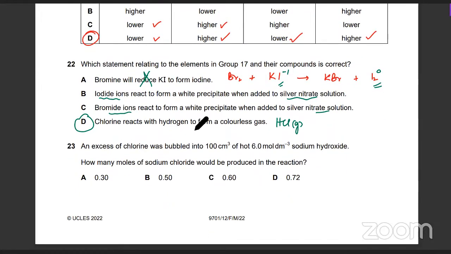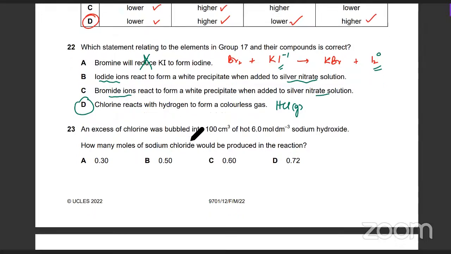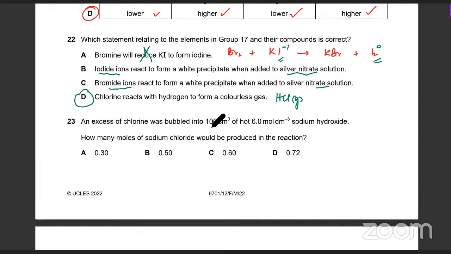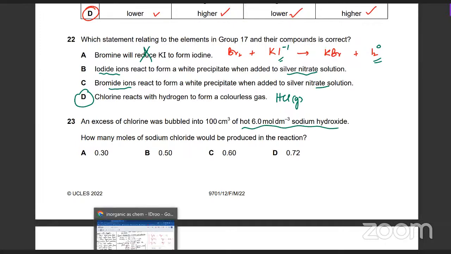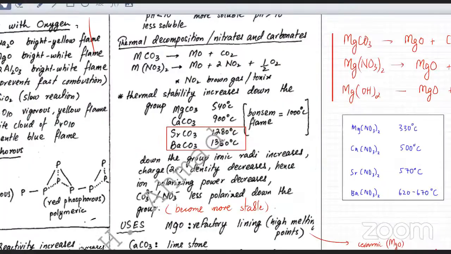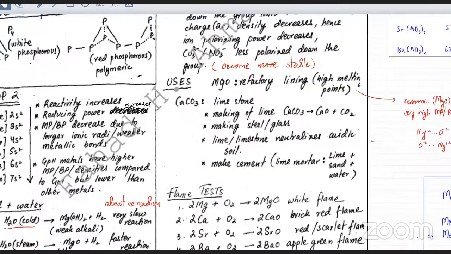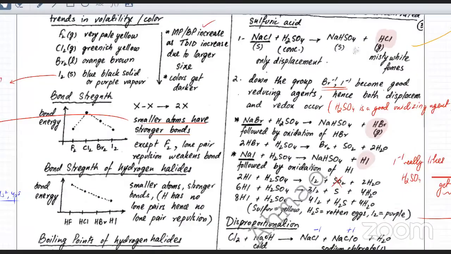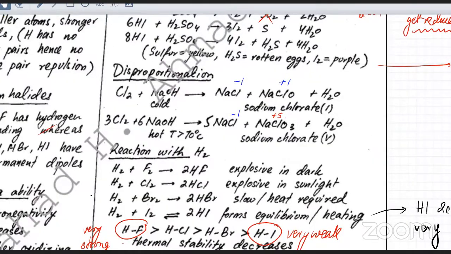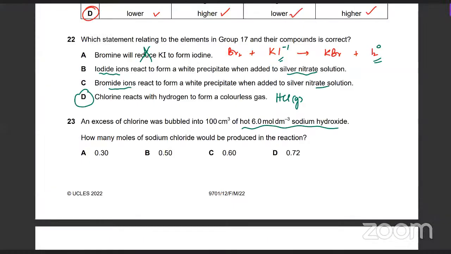Now, next part is an excess of chlorine was bubbled into hot NaOH. How many moles of sodium chloride would be produced in the reaction? Again, this is inorganic chemistry, group 17. So what happens? Disproportionation. You have to remember this reaction, that if you react it with hot NaOH, it will produce NaCl, NaClO3, and H2O.